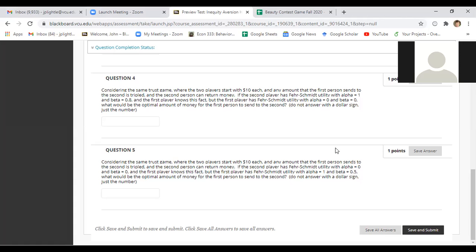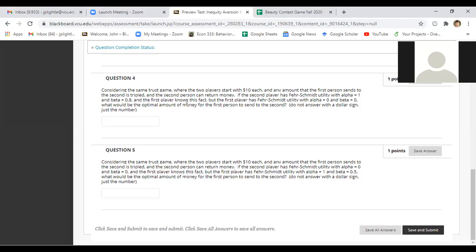So what would be the optimal amount of money for the first person to send to the second? Do not answer with the dollar sign, just the number. To answer this question, you have to think about what is the way the first player will get the highest utility they can. Well, they're Homo economicus, so that just means get the most money they can.